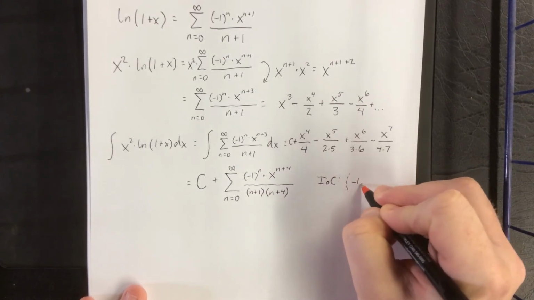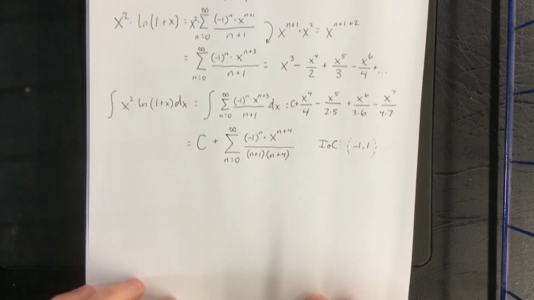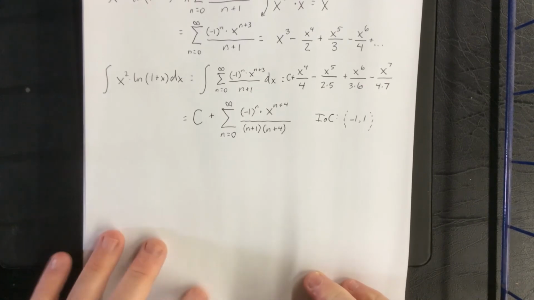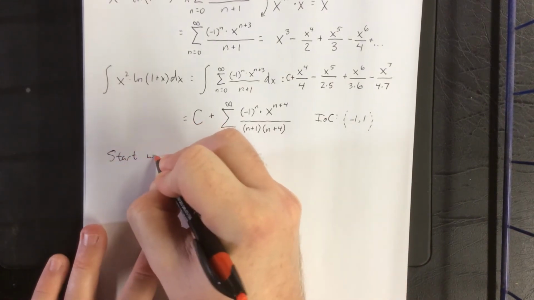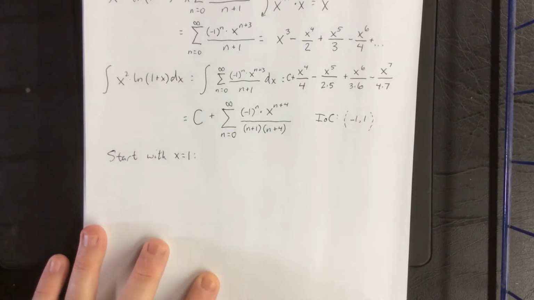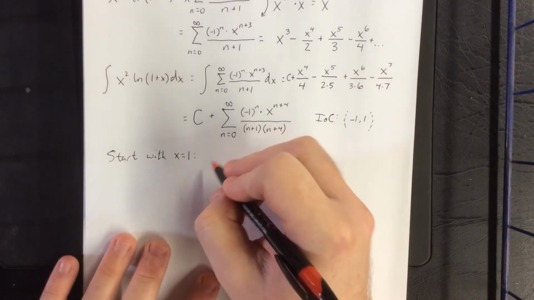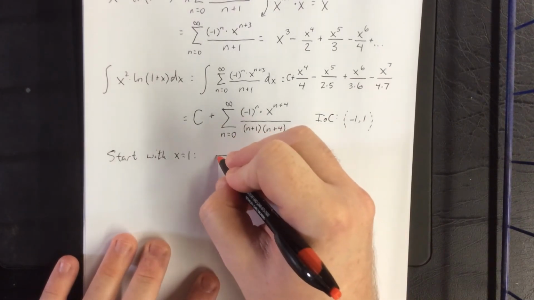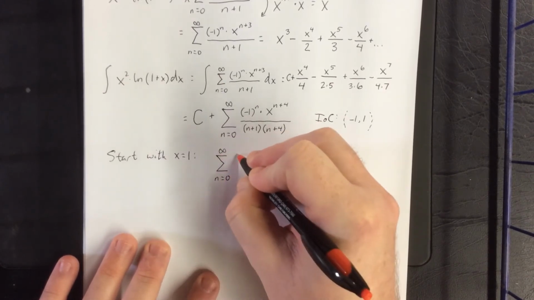What we don't know, though, is whether or not it converges at its two endpoints. So what we're going to do is test the two endpoints and see if it converges at those. I'd like to start with x equals 1. So starting with x equals 1, the power series representation, we're not going to worry about the plus c for just a moment because it's really not going to have any sort of impact in here.